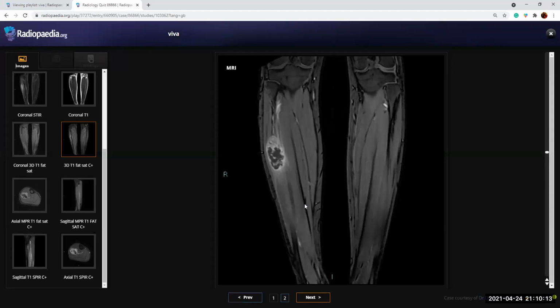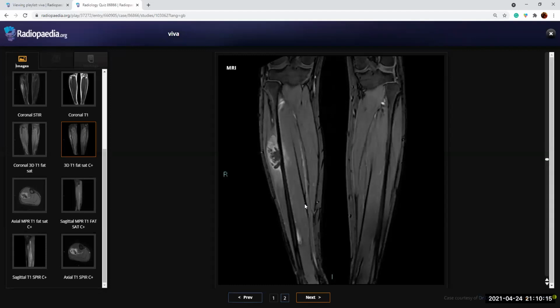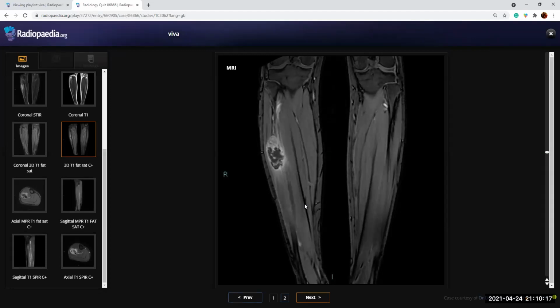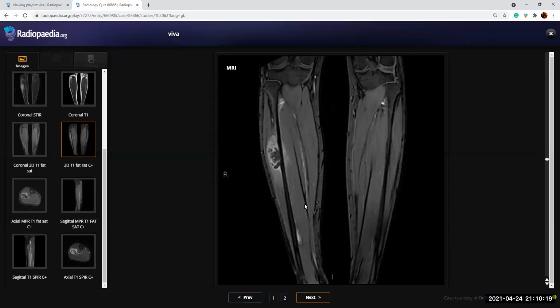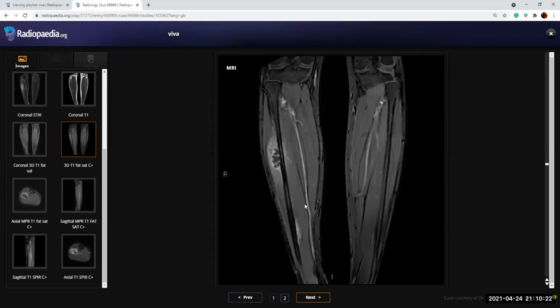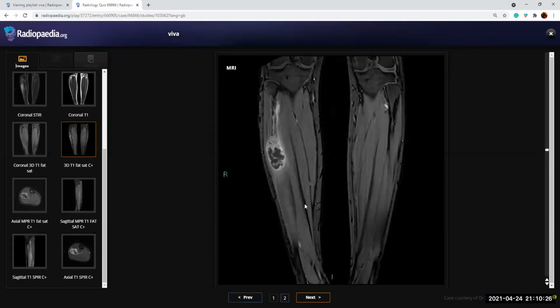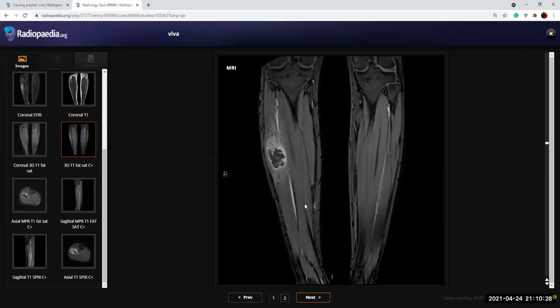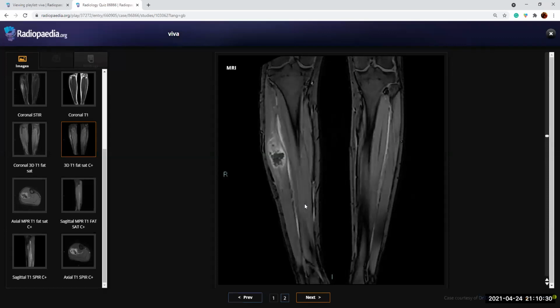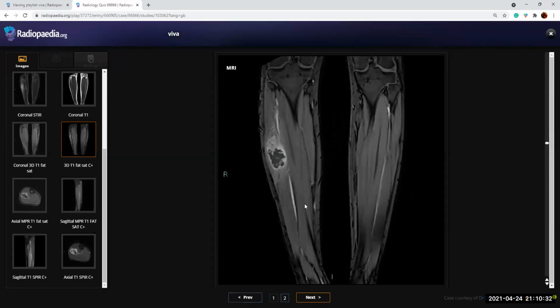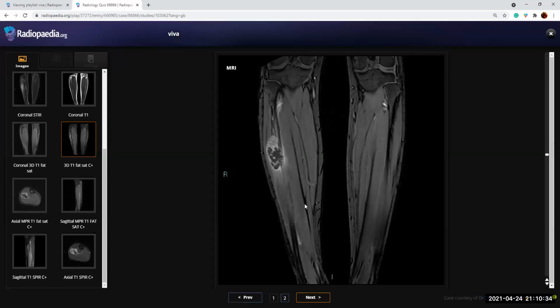What is your other differential for this? This could even be a sarcoma, which is also a possibility in this case, but this kind of loculated, peripherally enhancing collection is rare. So, okay, what is next?